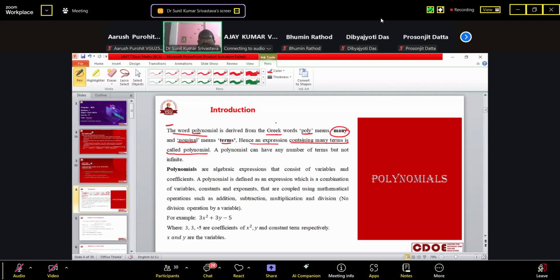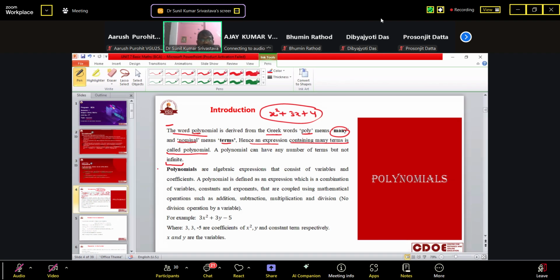Suppose we have an expression of the form x square plus 3x plus 4. This expression has three terms: 1, 2, and 3. So this is a polynomial expression. Any expression containing many terms. A polynomial can have a number of terms but not infinite; the number of terms can be greater than 1, greater than 5, greater than 100, but not infinite.